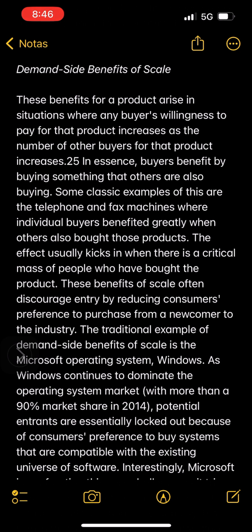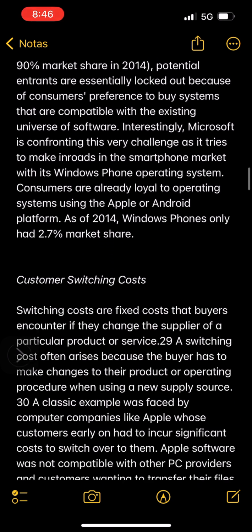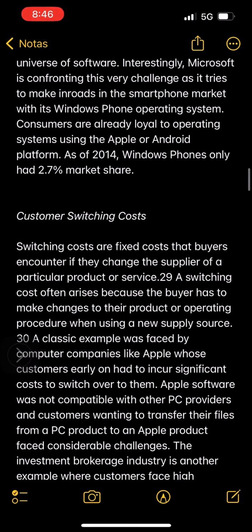Interestingly, Microsoft is confronting this very challenge as it tries to make inroads in the smartphone market with its Windows Phone operating system. Consumers are already loyal to operating systems using the Apple or Android platform. As of 2014, Windows phones only had 2.7% market share.